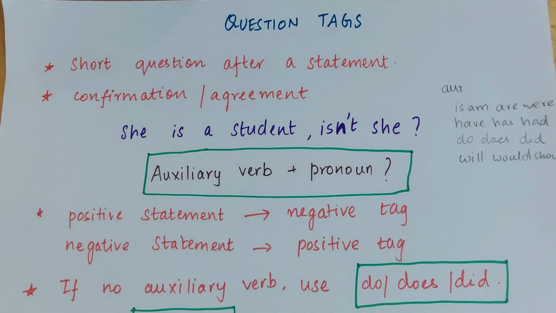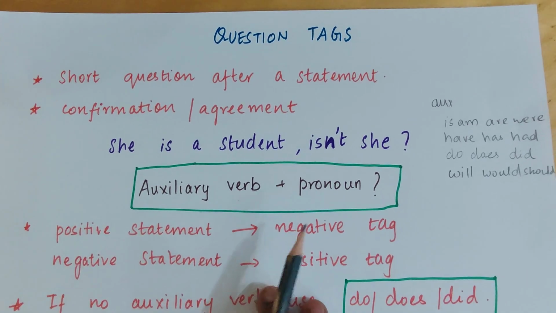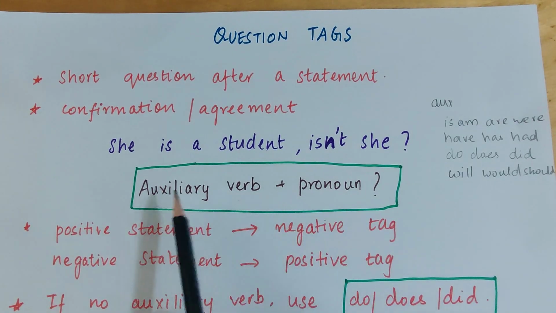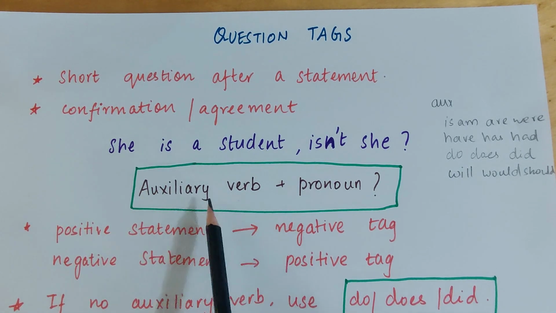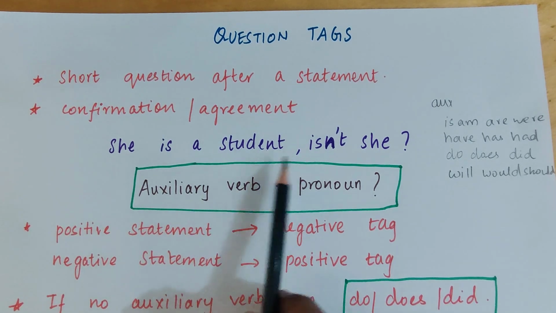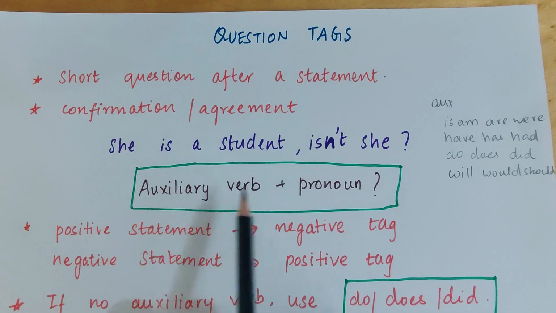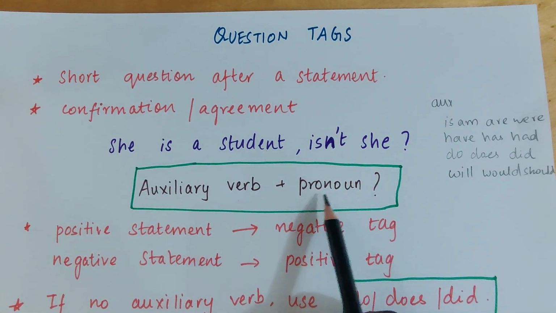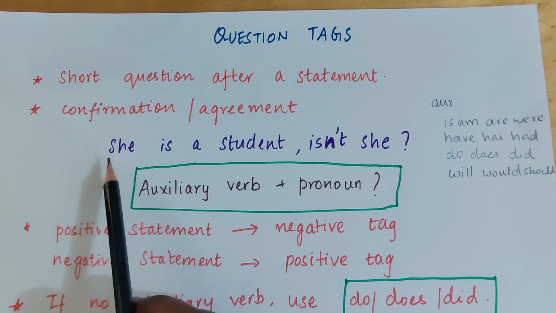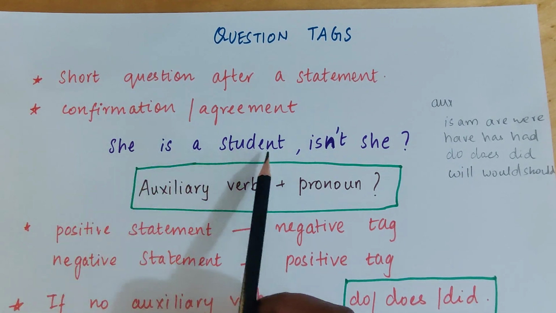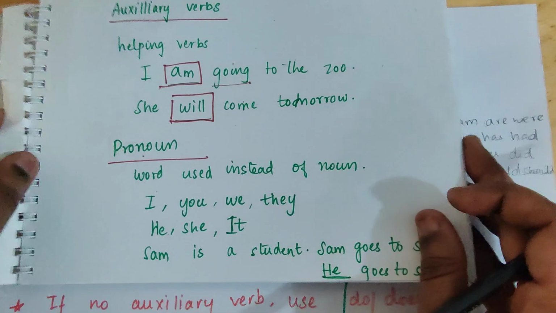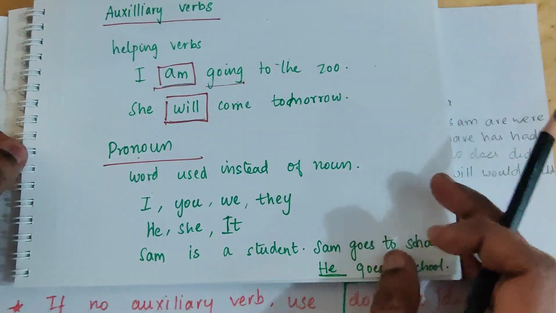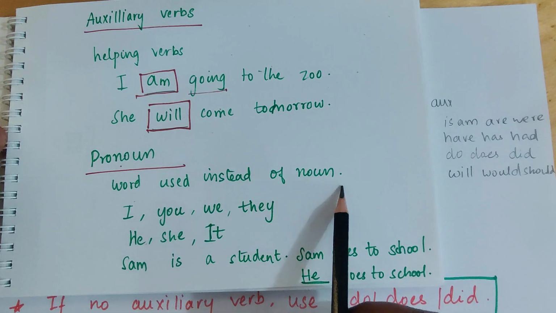So the third step is adding a pronoun. After finding out the auxiliary verb and giving a suitable positive or negative contraction to the auxiliary verb, we should write a pronoun. We have to look for the pronoun in the statement. See, here she is the pronoun. What are pronouns? A pronoun is a word used instead of a noun.